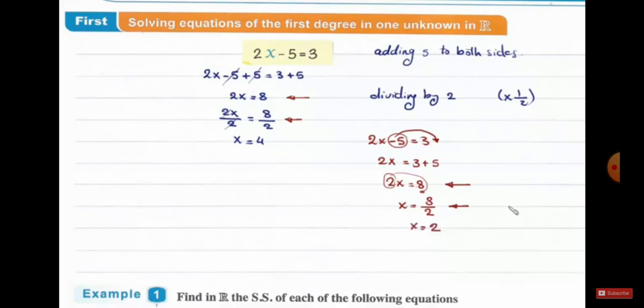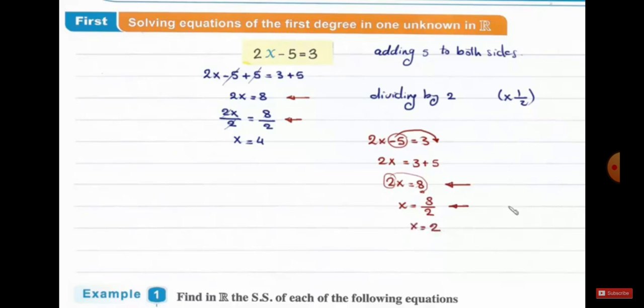Then we have to remove the 2 with x. As we see, 2 is up, we can put 1 down. Then 2x over 2 equals 8 over 2. As we put 2 down on the right, we do the same thing with 2 down on the left. Then we can say x equals 8 over 2 equals 4.